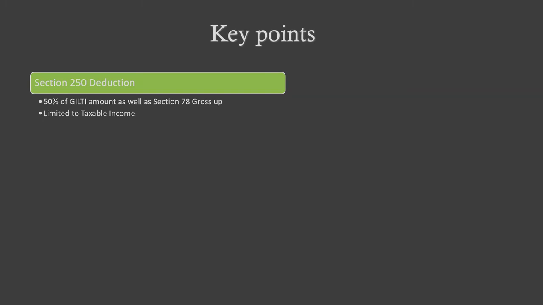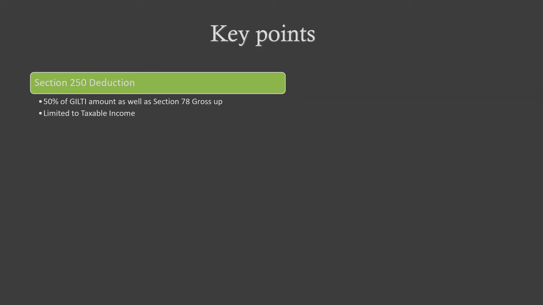And that section of the code says that to the extent you have a GILTI inclusion, you can reduce that amount by 50% through kind of like a DRD, a dividends received deduction, but it's a deemed inclusion in this case. You can reduce both 50% of the GILTI amount as well as the Section 78 gross up to the extent you have one. In our situation here, we assume that taxes were deductible, not creditable. So in that case, we just have the ability to reduce our value by 50%. Also, this deduction is limited to taxable income.